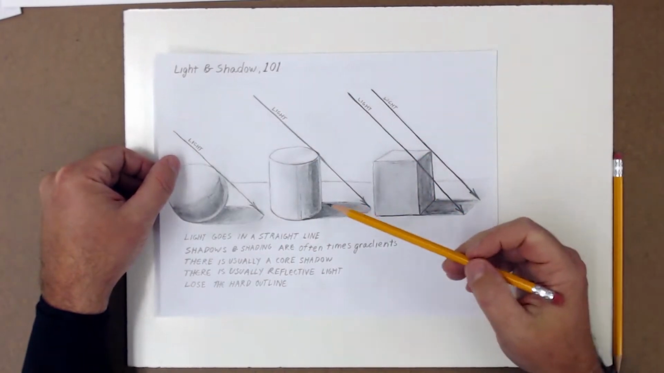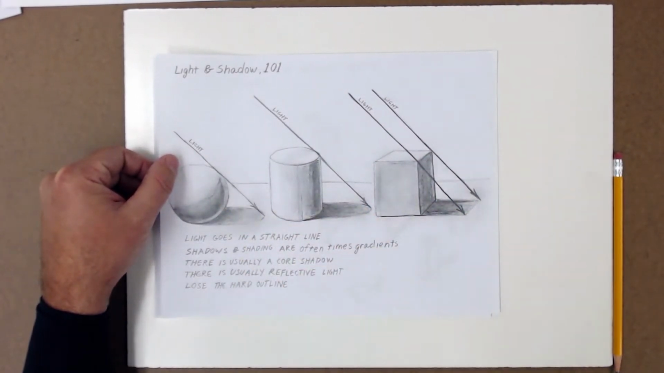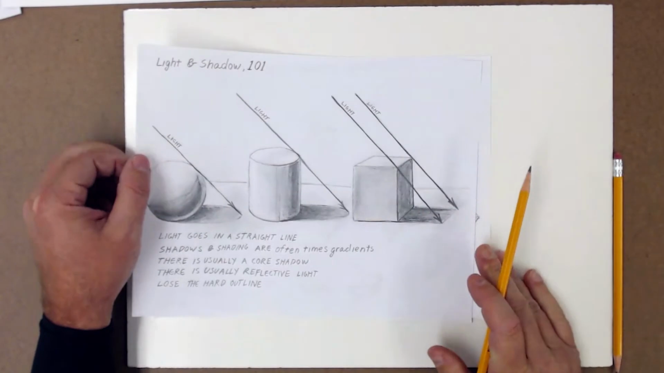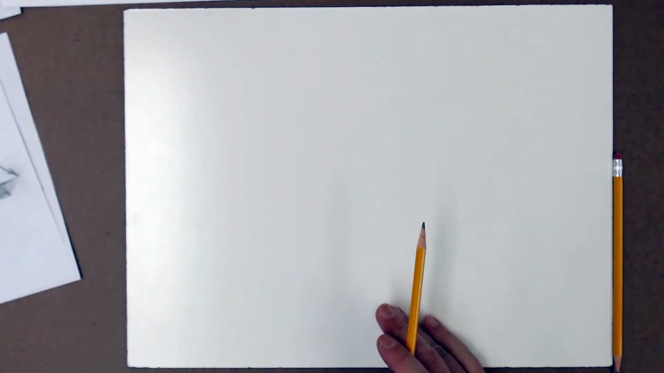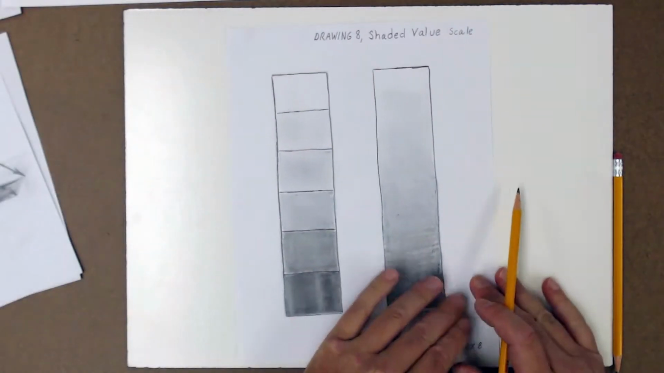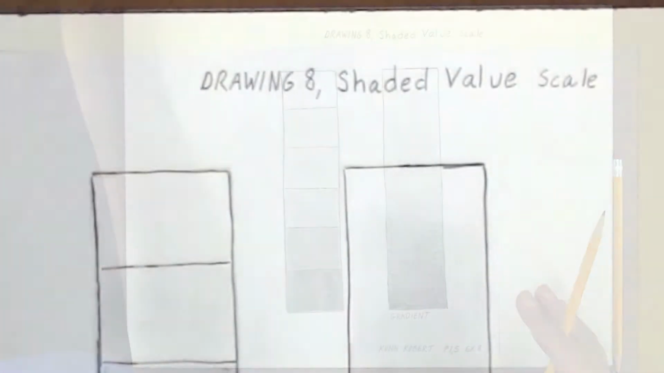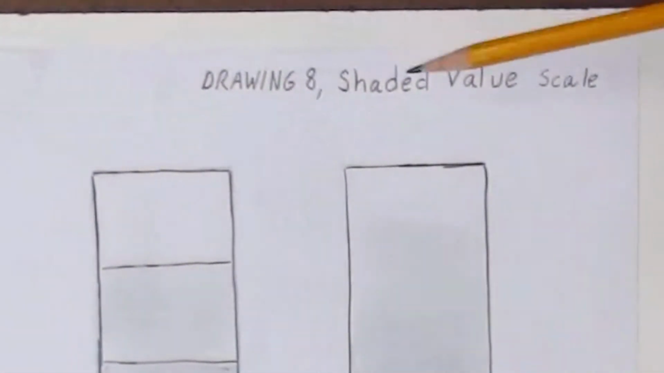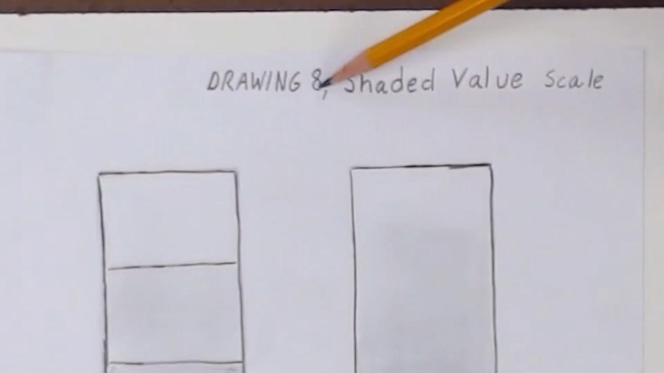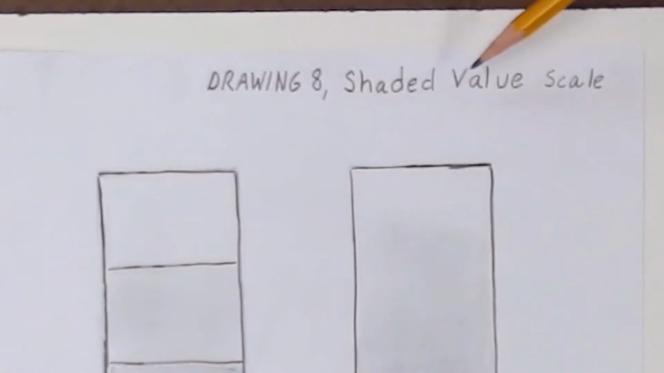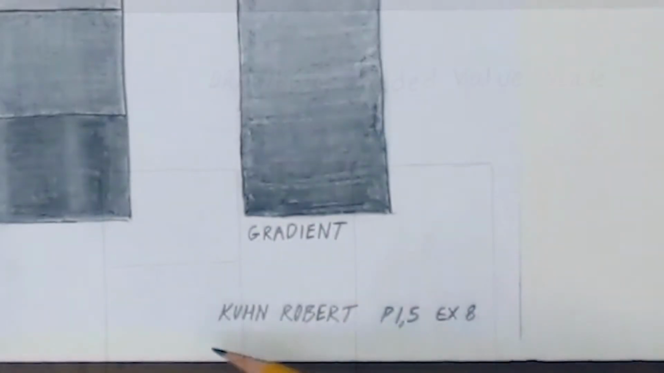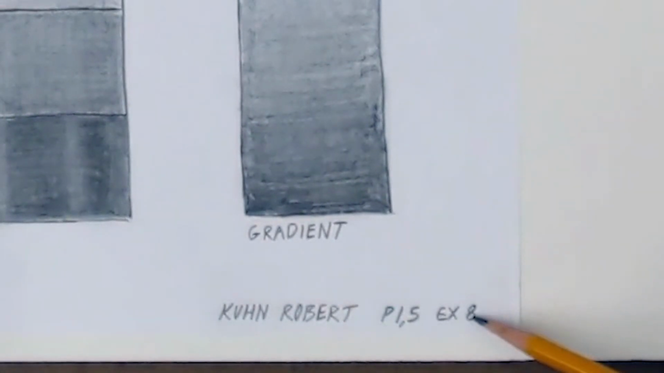But for now, let's work on the gradient. Before we were shading a little bit, like with my little robot guy, but now we want to break that up a little bit more. So with this one, this is drawing number 8, and we're doing a shaded value scale. Of course, your name, your period number, and exercise number 8.